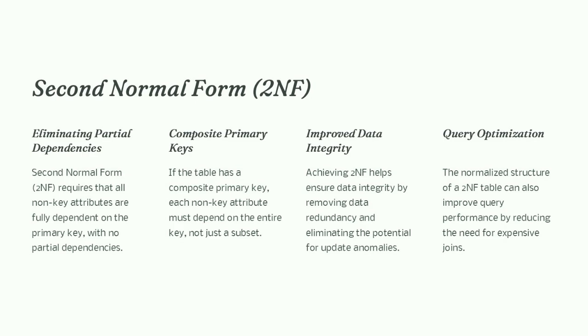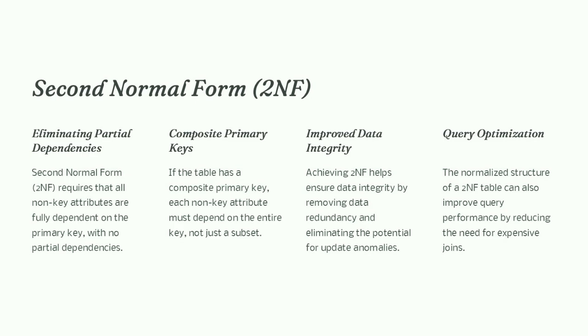Second normal form, 2NF, is about eliminating partial dependencies in a database table. A partial dependency occurs when a non-key attribute depends on only part of a composite primary key. To achieve 2NF, we need to ensure that all non-key attributes are fully dependent on the entire primary key.